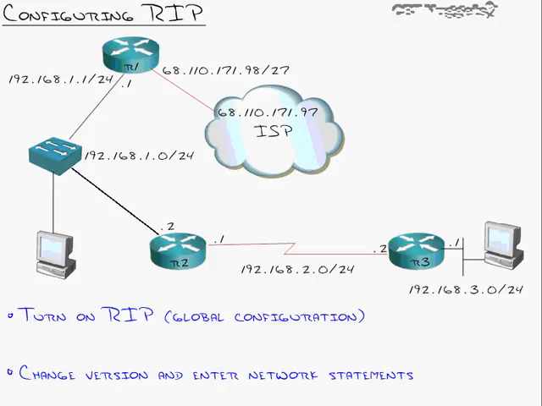So what I'd like to do is start setting up RIP, and you can see the three major steps here. One is just turn on RIP, one command. Second is to change the version, and then third is to enter your network statements. The network statements is where most of our concepts are going to focus around. But let's get up to that point, at least in the configuration.